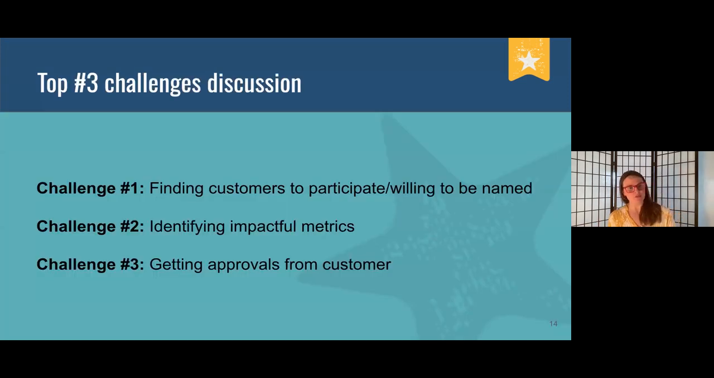So as I mentioned, we have about 30 minutes left, so let's aim to do about 10 minutes per challenge. The first challenge, and this is the challenge that got ranked as the biggest challenge by the survey respondents, was finding customers to participate in customer stories or be willing to be named in customer stories.